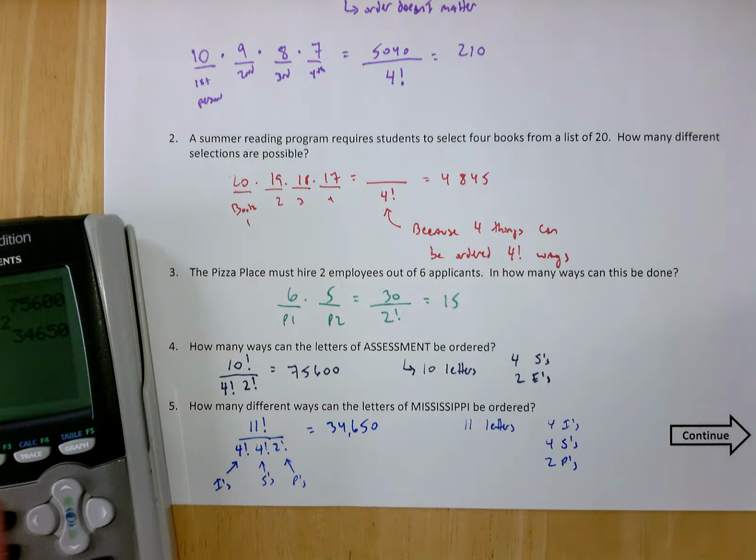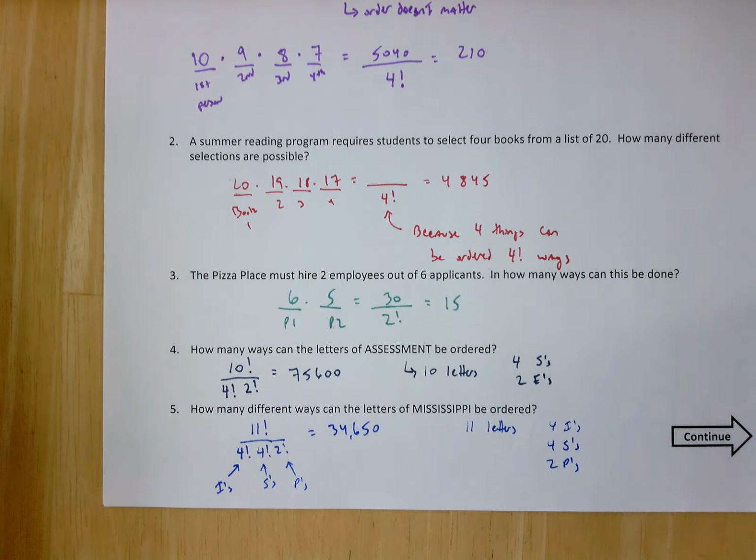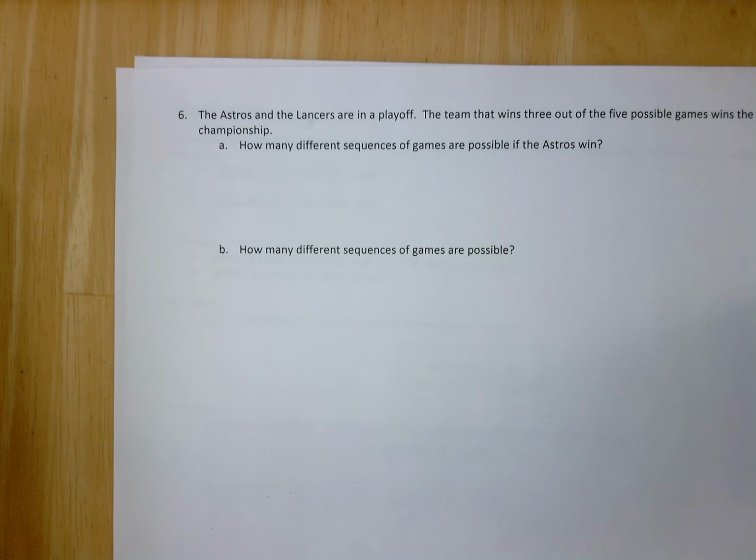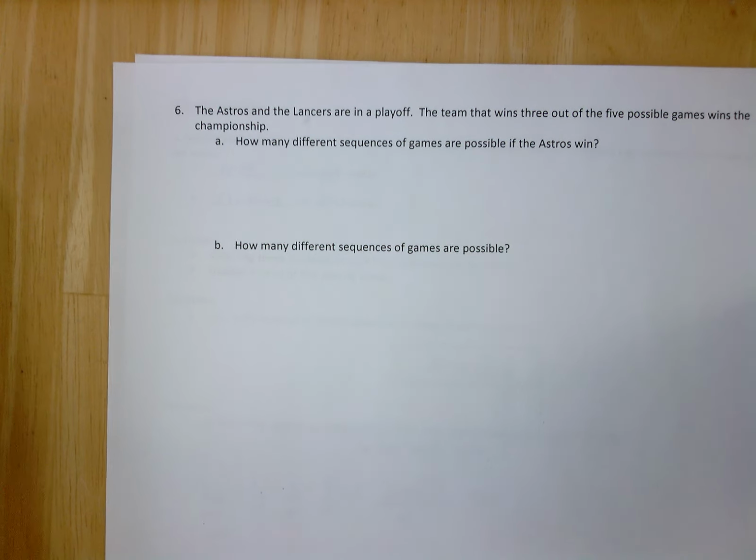And there we go, 34,650. Great. This one's a 2-pager. So let's continue on to the next one. All right, so this one, we got the Astros and Lancers in a playoff. The team that wins 3 out of 5 games wins the championship.